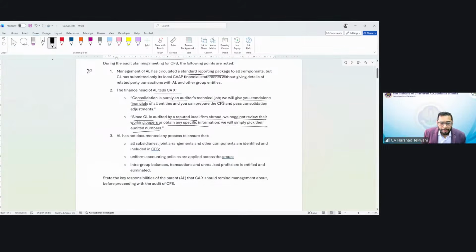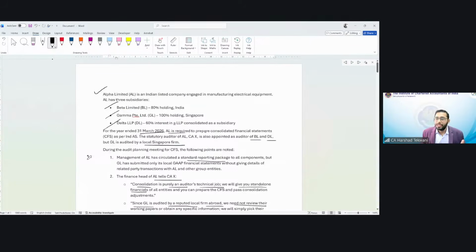AL has not documented any process to ensure that all subsidiaries are included in the CFS, uniform accounting policies are applied in the group, and intra-group balances are identified and eliminated. Now, you need to provide the responsibilities of the parent, that is AL. You need to discuss the responsibilities of the parent with respect to the consolidated financial statements.